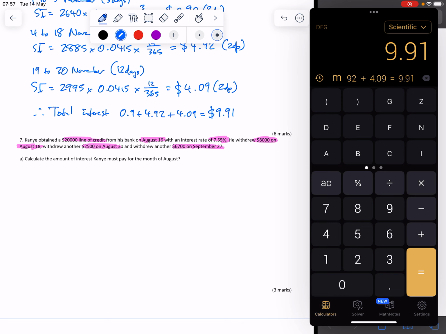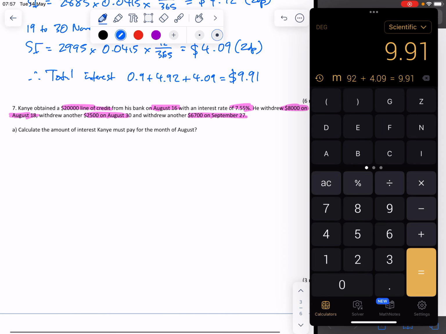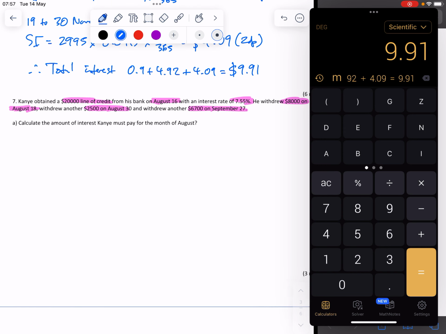So this is very similar to a savings account, but it's interest on the withdrawn amounts. Okay? He only opened the line of credit on August 16, and he didn't withdraw anything. So the 16th to 17th of August, which is 2 days, has no interest. Why? He didn't withdraw anything.